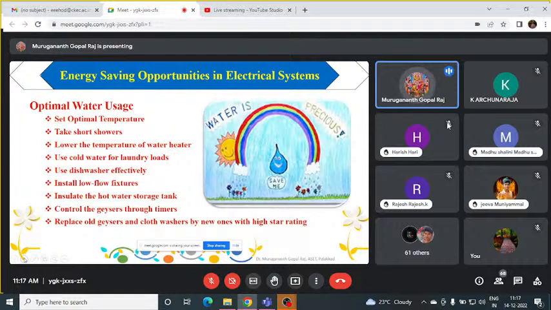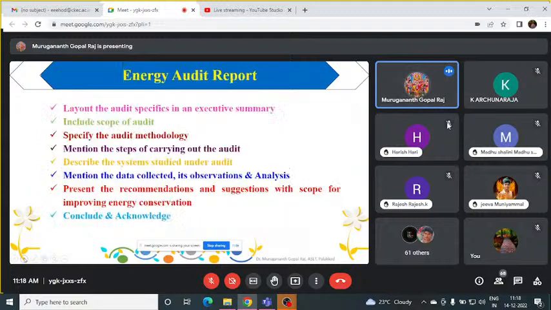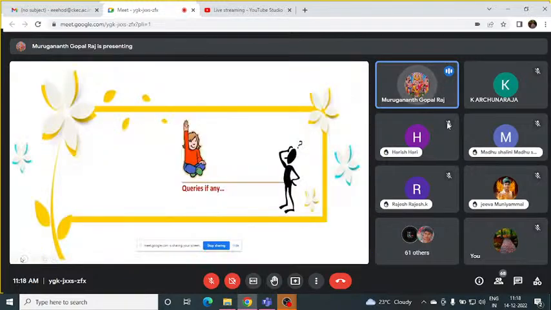Then control the geysers through timers. Nowadays all the geysers come with timers, with some cutout system. But if it is not that, replace the geysers with new ones with a higher star rating. Not only the geysers, also your dishwashers and washing machines. Like this, we can save some energy. These are the do's and don'ts of the energy audit, or energy conservation opportunities, in the domestic sector.